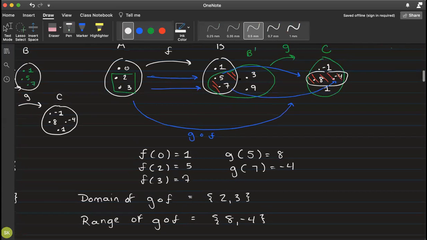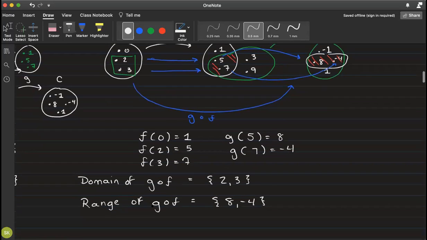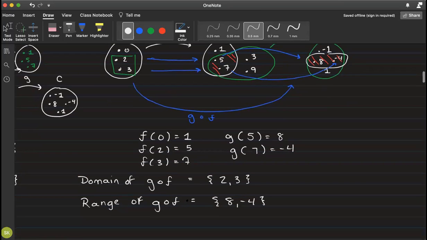So what we're doing is we're finding where the domain of G intersects the range of F. And we're taking that intersection and sending it to the range of G. So we're looking to see what values were sent to this intersection, which are going to be the domain of G composed of F. And then those values, where they're sent over here, that's going to be the range of G composed of F.